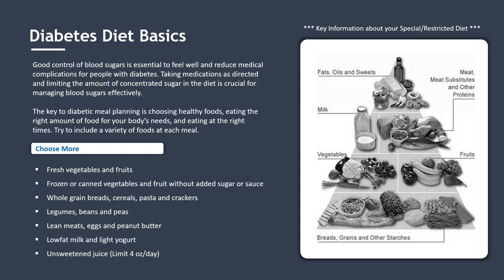Try to include a variety of foods at each meal. Choose more fresh vegetables and fruits, frozen or canned vegetables and fruit without added sugar or sauce, whole grain breads, cereals, pasta and crackers, legumes, beans and peas, lean meats, eggs and peanut butter, low-fat milk and light yogurt, and unsweetened juice, but limit it to 4 ounces per day.